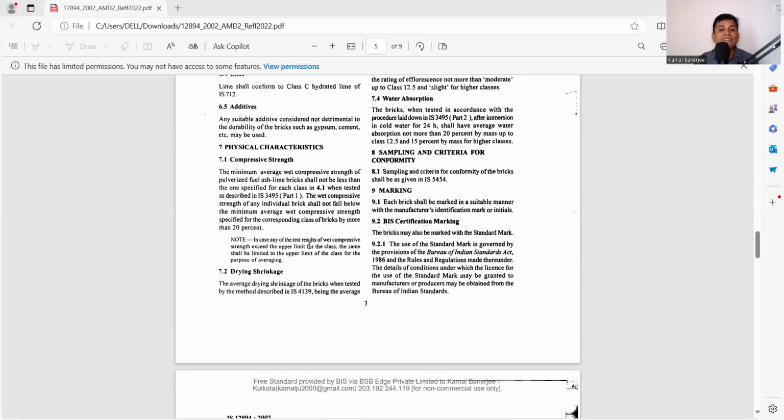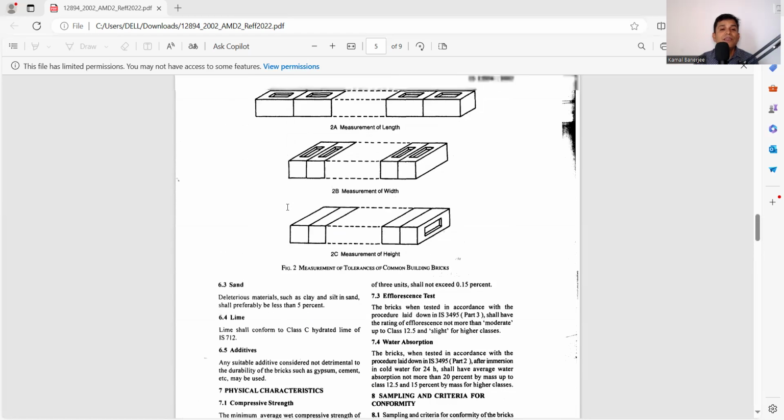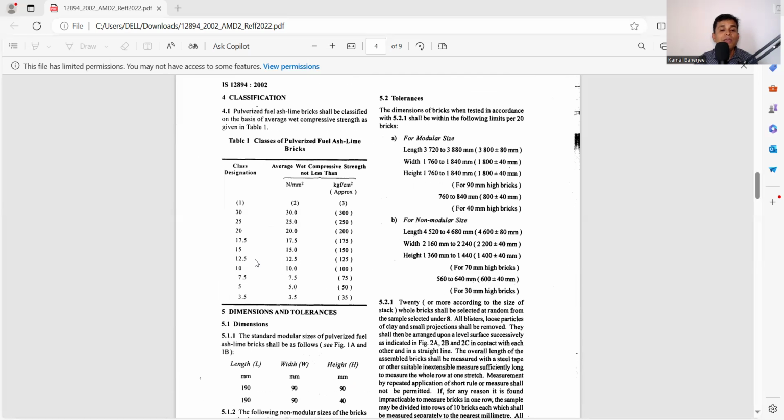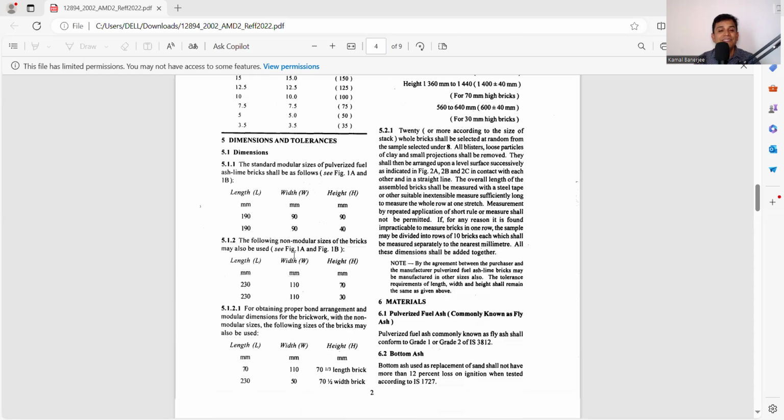In case any test result of wet compressive strength exceeds the upper limit for the class, the same shall be limited to the upper limit. Now if we are testing class 12.5 and we get 15, these bricks will be classified as class 15. In the same way, whenever we are testing for class 15 but we get 12.5, these bricks will be classified as class 12.5. So according to the compressive strength, we denote the class designation of the bricks. And as per the requirement of my project or your projects, we will select the class designation of the bricks.